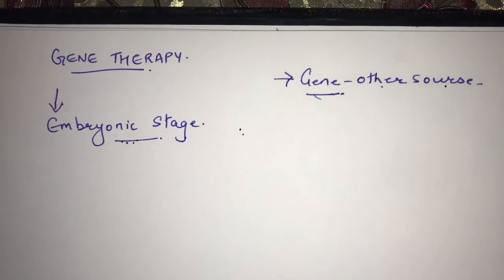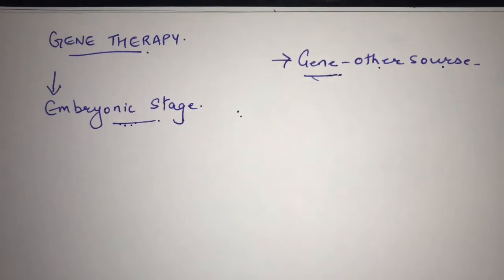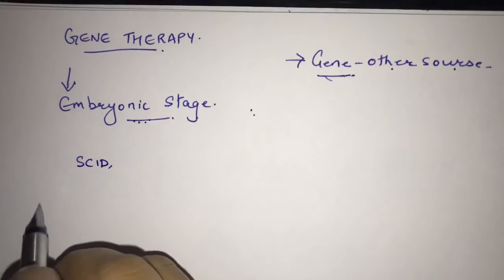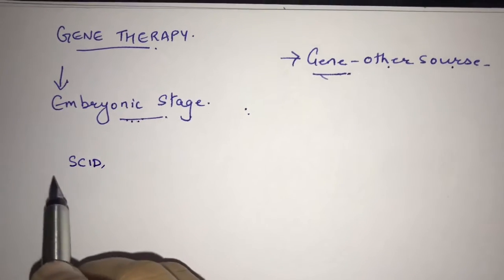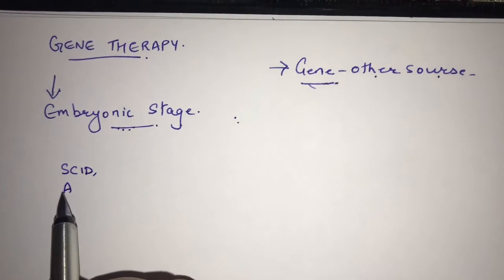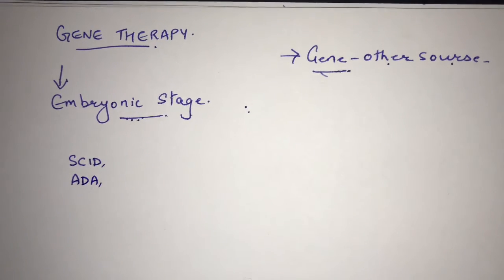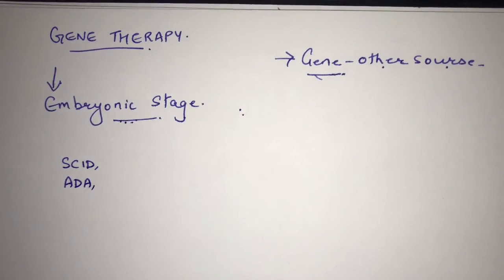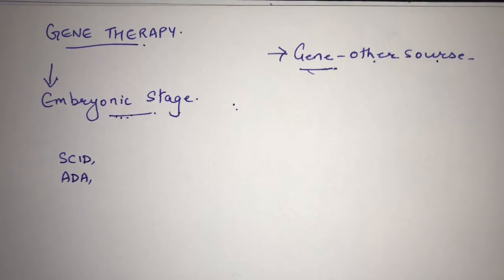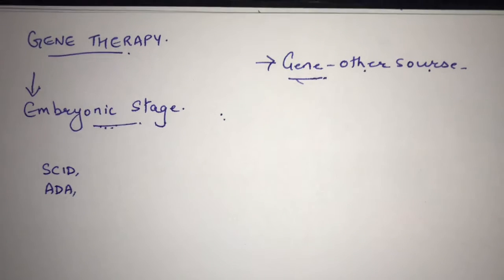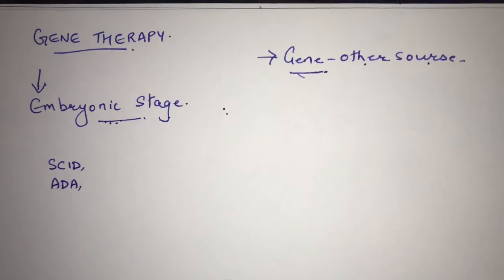So genetic defects like sickle cell anemia, SCID, metabolic disorders like ADA, that is adenosine deaminase, could be cured through this gene therapy. This kind of genetic disorders can be cured through gene therapy. You can look into your notes.